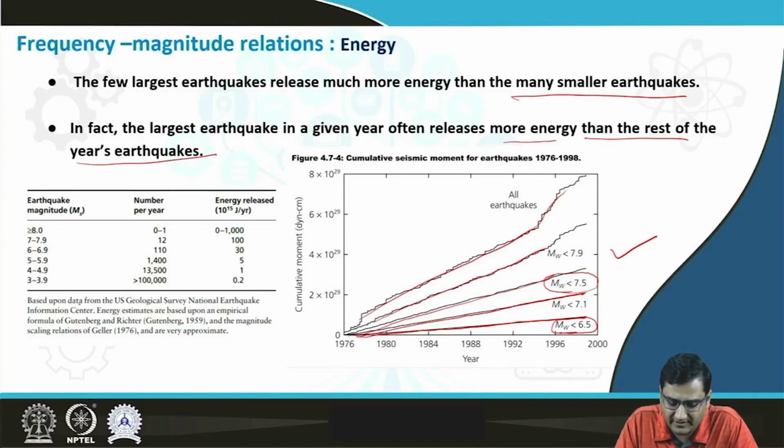So what you can see here in this table also, you can see the earthquakes greater than 8, between 7 to 7.9, 6 to 6.9, 5 to 5.9, 4 to 4.9, 3 to 3.9.